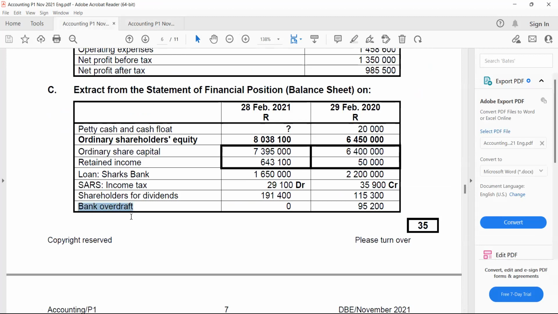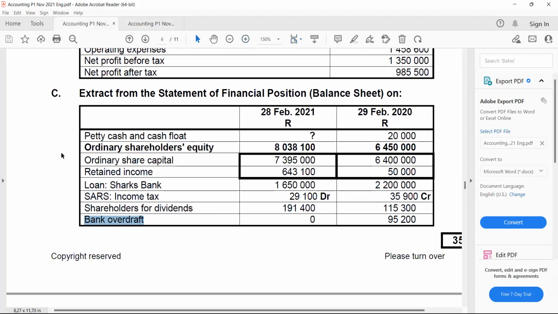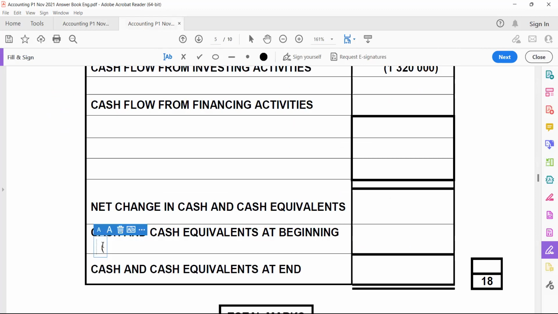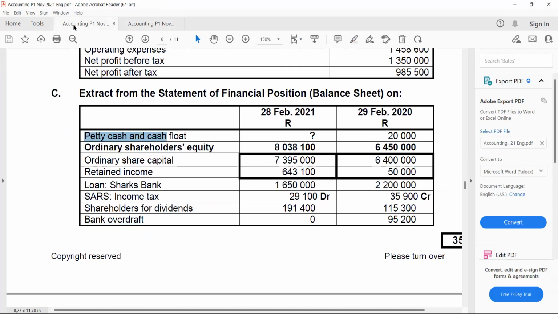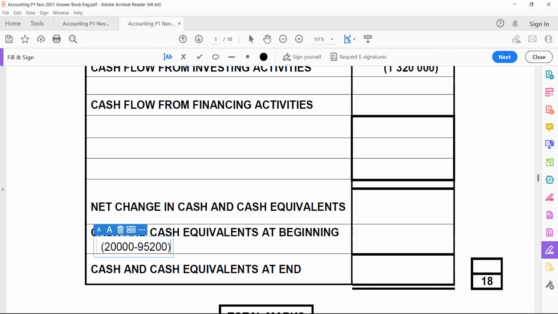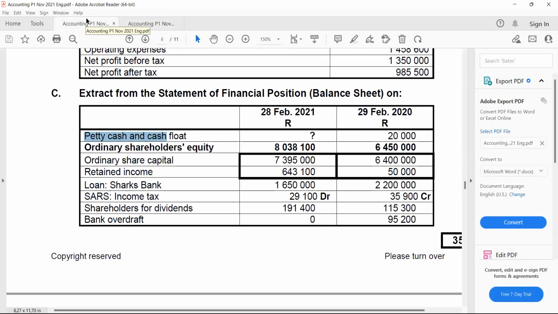So we have a bank overdraft. You need to be careful on that. And you have a petty cash. So you have your opening balances. So what's going to happen for your opening balances? I'm going to put the calculation here. You're going to take your positive cash and cash equivalents balance of 20,000 and you're going to subtract from it your overdraft. So always keep an eye out for an overdraft. And that will be a negative number of 75,200. Now, the closing balance we can't calculate because for petty cash and cash float, we don't know the balance. But we do know that the overdraft is 0, so we don't have to subtract anything. It's most likely going to be our balancing figure.